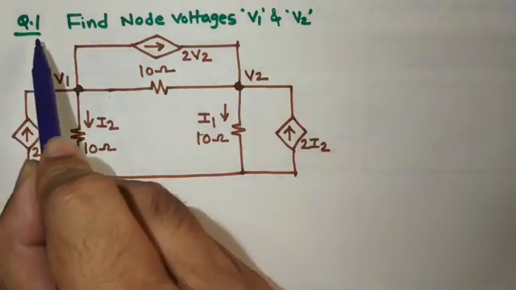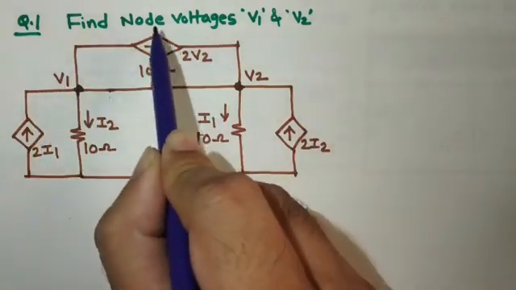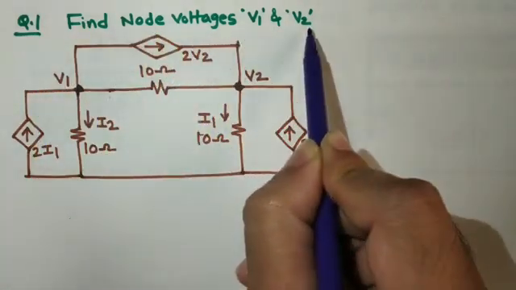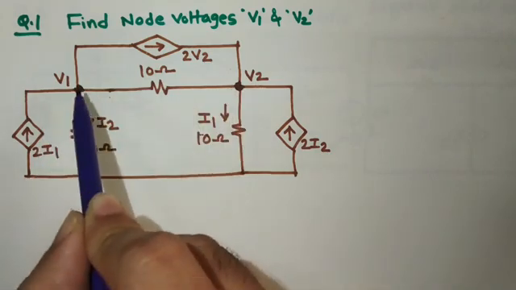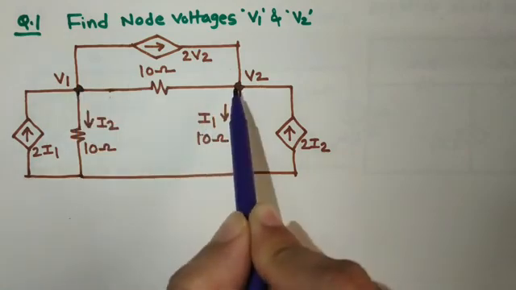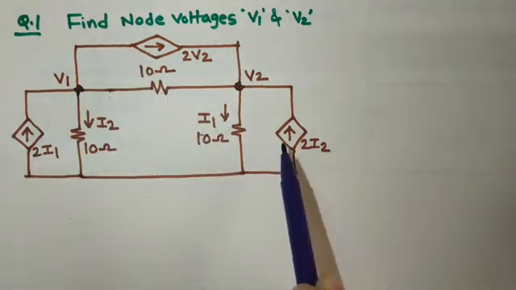Hello students, our first numerical on nodal analysis is to find the node voltages V1 and V2. So these node voltages are already given. So in this numerical you have two nodes, node V1 and node V2, with three dependent sources given.